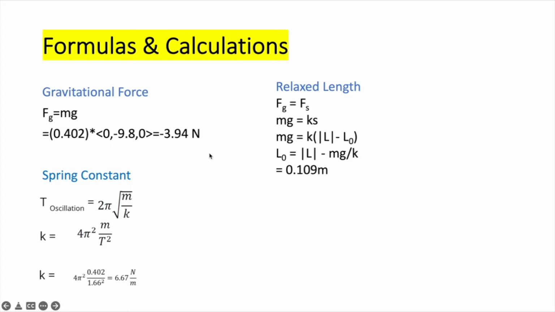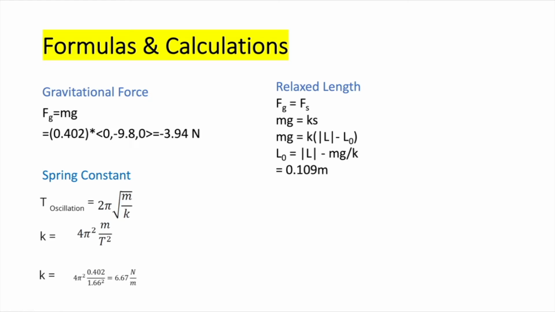Because the net force also consists of the force of the spring, I had to calculate first the spring constant K. In order to do that, I used the formula of the oscillation time, which is this one. Then with that formula, I isolated K, the spring constant, in order to find it. So I plugged in the values, which gave me 6.67 newtons per meter. After that, I calculated the relaxed length of the spring.